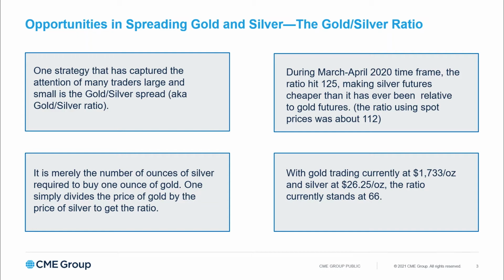By the way, you can do the ratio using the spot prices too if you have that data, and it was about 112. So it's a little bit of a difference, or a basis, between the ratio in futures and spot, which makes sense. With gold currently trading at around $1,733 and silver a little bit above $26 an ounce, the ratio is right around 66.